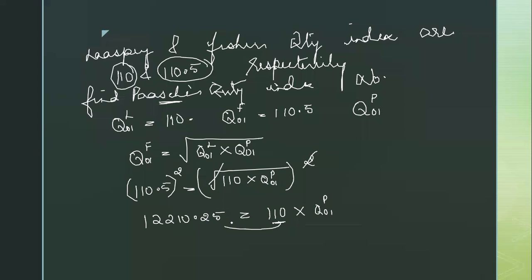Bring this 110 to the opposite side. It will be 12,210.25 divided by 110 is equal to quantity of the base and current year under Paasche. The answer will be 111.00, which is equal to 111. So like this you have to calculate. Okay, so I hope you all understood how to calculate this.